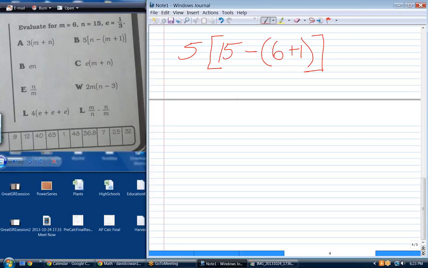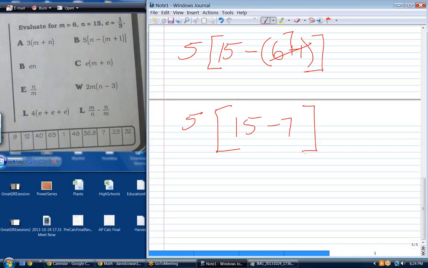So how do I do this? First do 6 plus 1, which is 7. That got rid of one set of parentheses because now what I've got is this. Okay. And then you do 15 minus 7, which is 8. 5 times 8 is 40.